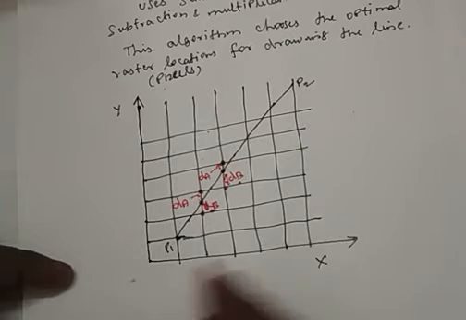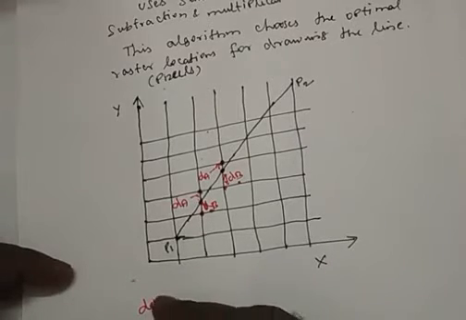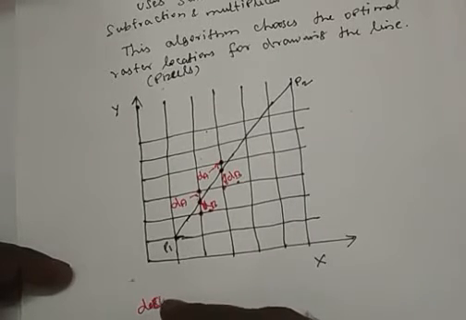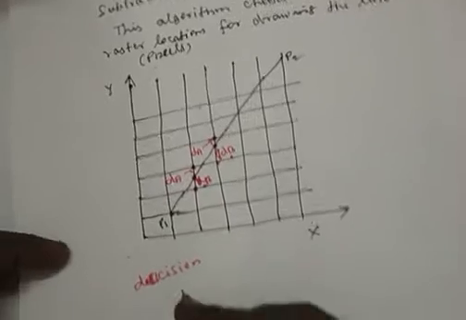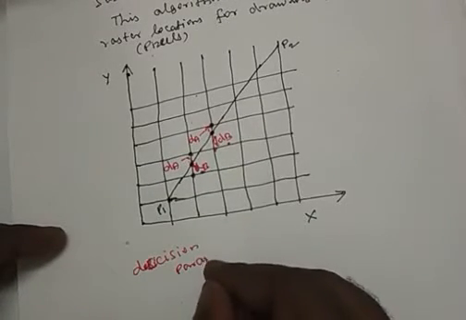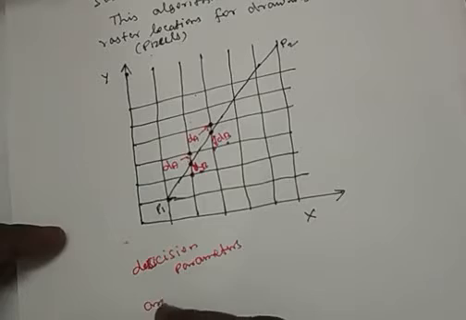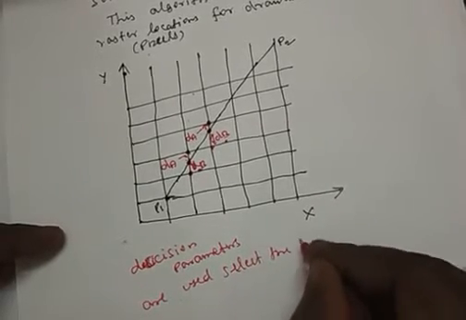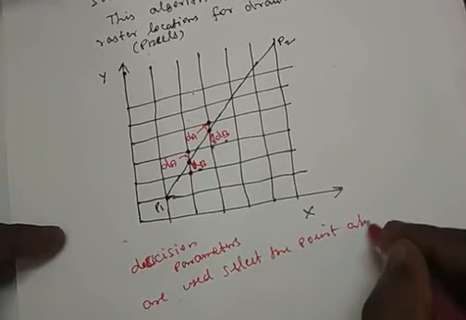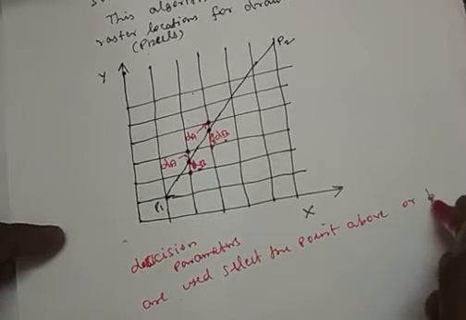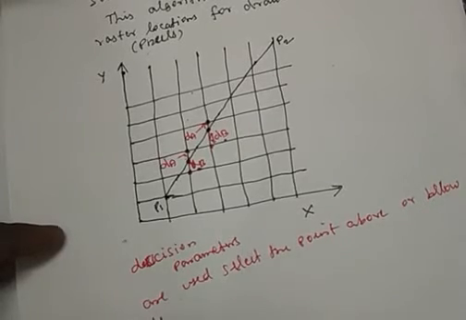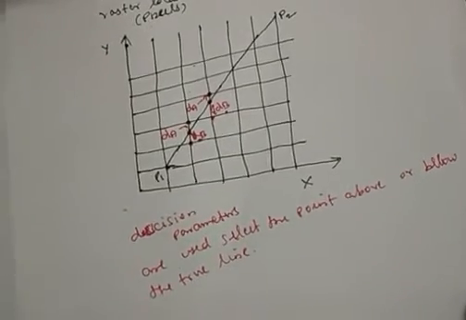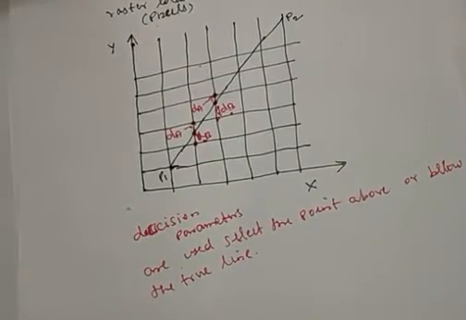Now these decision parameters are used to select the points which are above and below the true line.